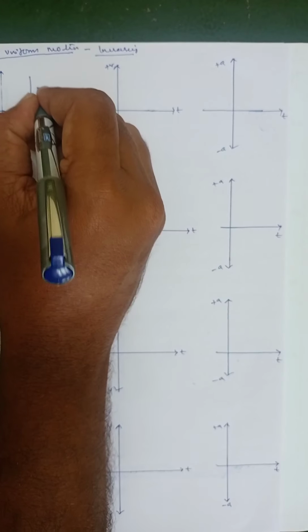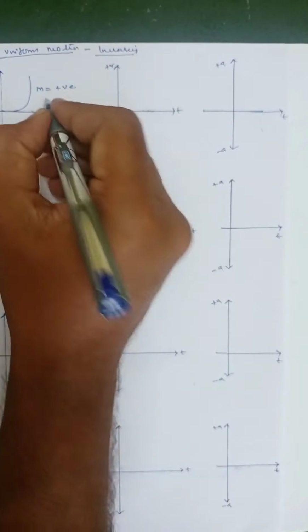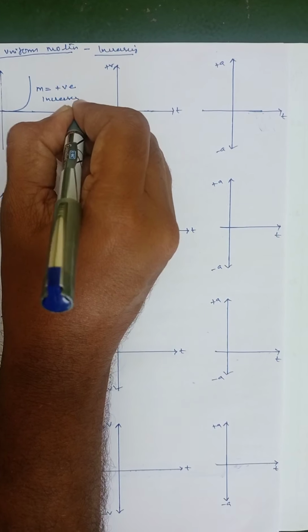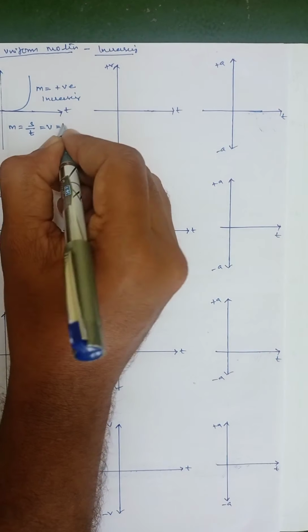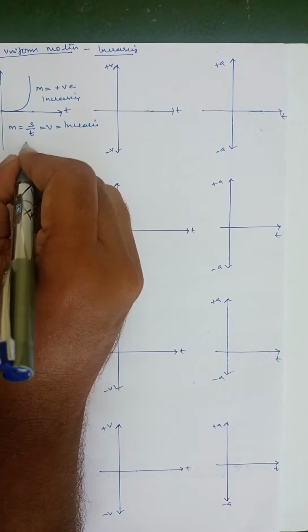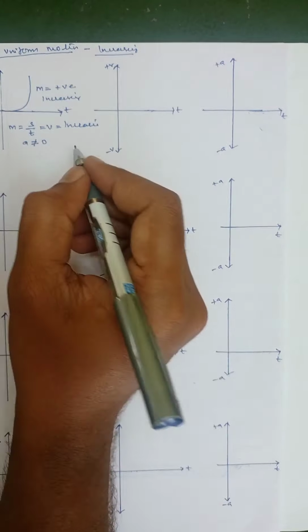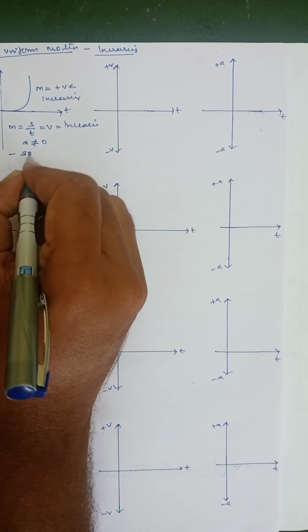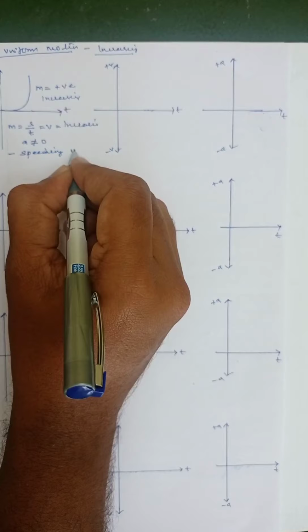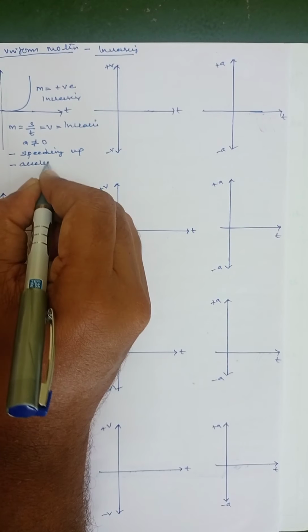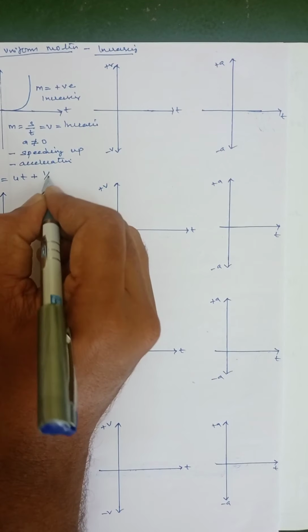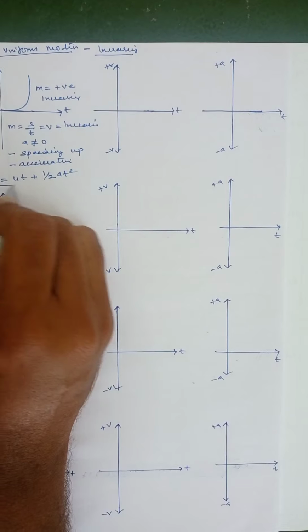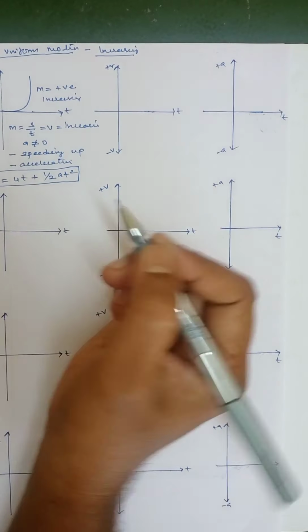So here m equal to positive and increasing, here m is equal to s by t is equal to v is increasing, hence a is not equal to 0. a is not equal to 0. Hence the particle speeding up or accelerating, and the equation becomes s is equal to ut plus half at square for the displacement time graph.